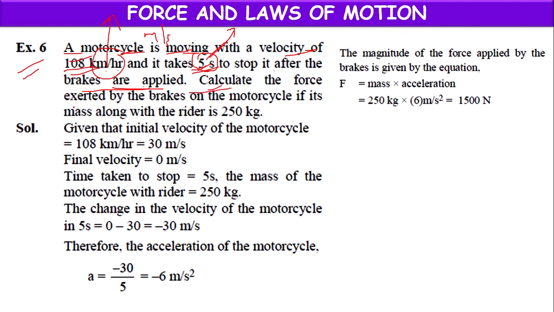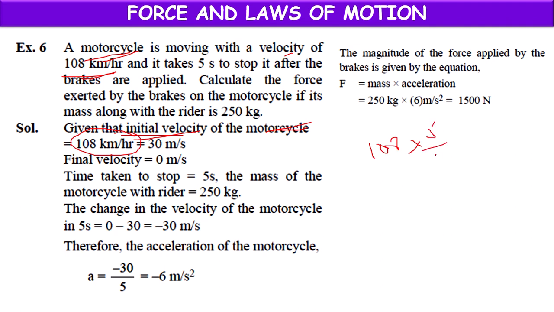So now calculate the force exerted by the brakes on the motorcycle if its mass along with the rider is 250 kg. So here, a motorcycle moving with a velocity of 108 km per hour, which will be the initial velocity of the motorcycle, 108 km per hour. So we can convert into standard unit by multiplying with 5 by 18. We can convert into meter per second. So 18 6 times 108, 6 5 times 30. 30 meter per second is the initial velocity.